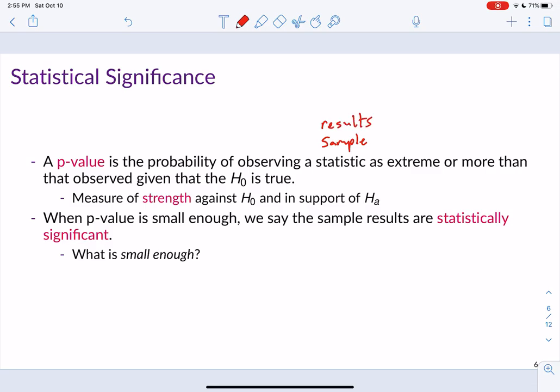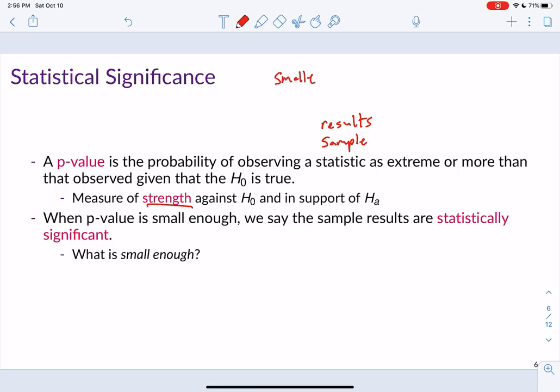The p-value is the probability of observing results as extreme or more extreme than what we observed. So it's ultimately going to talk about your sample. Something that you calculate on your sample is a statistic, and your results is a more informal way to refer to your statistics. What the p-value represents is a measure of strength against the null hypothesis and in support of the alternative hypothesis.